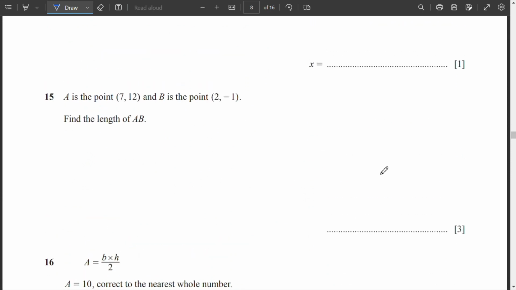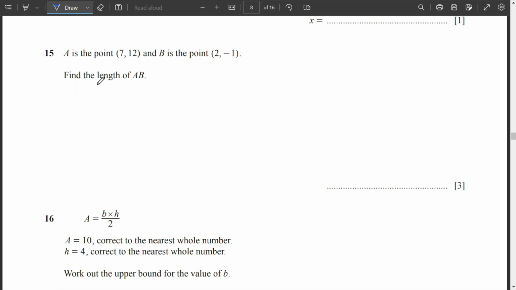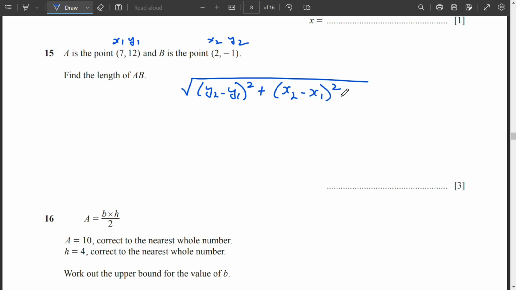A is the point (7, 12), B is the point (2, -1). Find the length of AB. So see, we know that we have to apply the distance formula. So if you consider this as x1, y1 as one point, another point as x2, y2. So first of all, what is the distance formula? Distance formula is the square root of (y2 - y1) whole square plus (x2 - x1) whole square. So this is the distance formula.